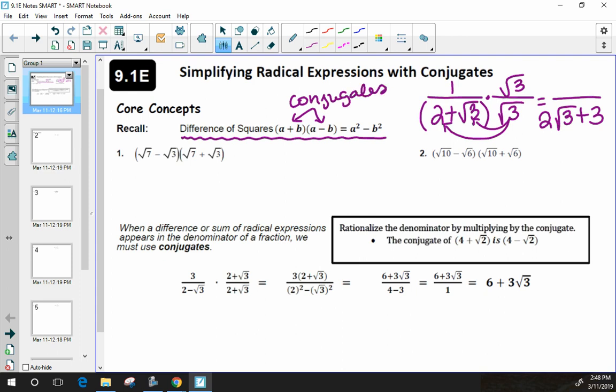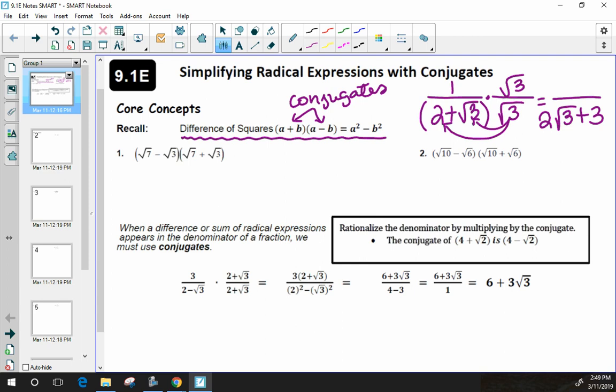So that's just a fancy word for saying, hey, the two binomials, or the two sums or differences, they're the same numbers, just one is added, one is subtracted, okay? And when we do that, we've worked with this before. We know that the result is just a perfect square minus another perfect square, okay? That's going to guarantee no radicals for us, okay? So that's what we're going to use. We're going to use conjugates. And again, conjugates are just the same two terms, but the sign is opposite.